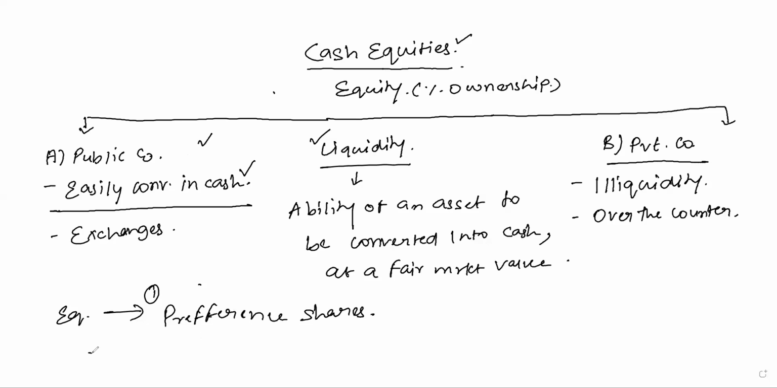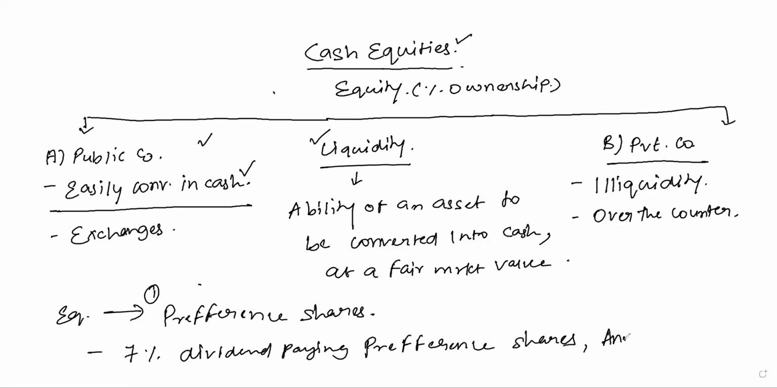Before coming to the advantages of preference shares, let's revise what we had discussed about preference shares. Let's suppose there is a 7% dividend paying preference share with an annual dividend of 14 rupees. With an annual dividend of 14 rupees, what is the price of the preference share? What the question is basically asking is, if you want 14 rupees every year as the preference dividend at the rate of 7%, what is the amount that you need to invest today to receive this 14 rupees every year till perpetuity?